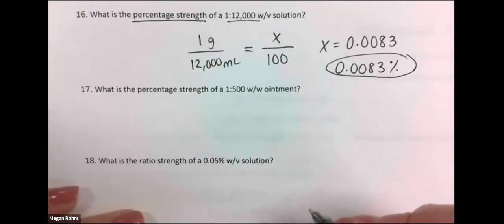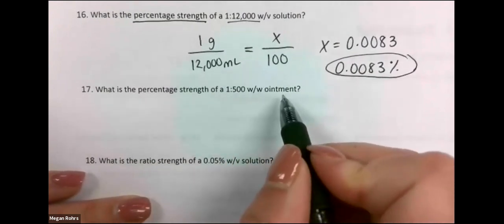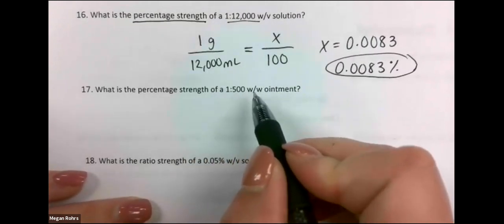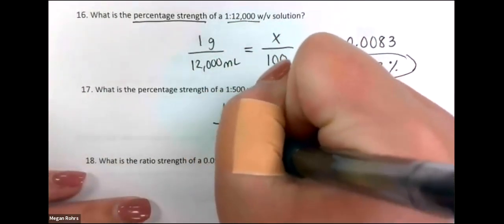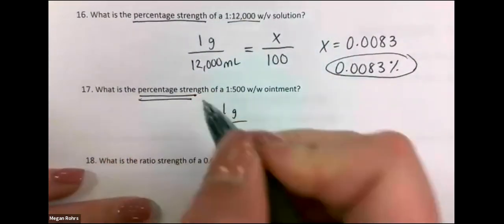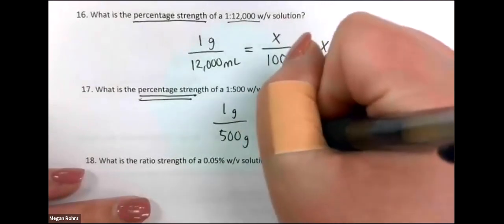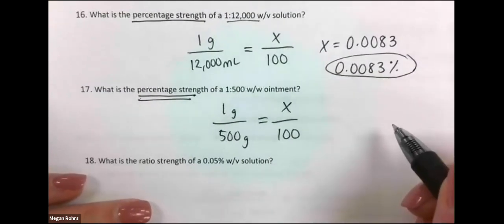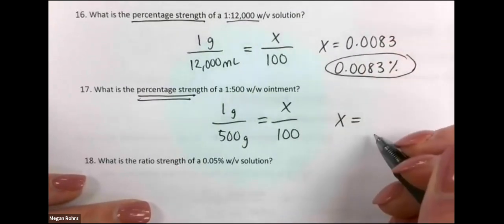Now, number 17, what is the percentage strength of a 1 to 500 weight per weight ointment? So this is the first weight per weight that we've seen so far. All that means is we just use gram per gram. So we have 1 gram over 500 grams. Still asking for percentage strength. So percentage strength, once again, always X over 100. So just set that equal to X over 100. Your X will be your answer. Just put a percentage sign on the end of that. So go ahead and solve for that one on your own.